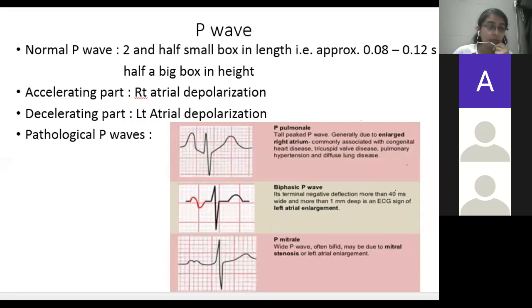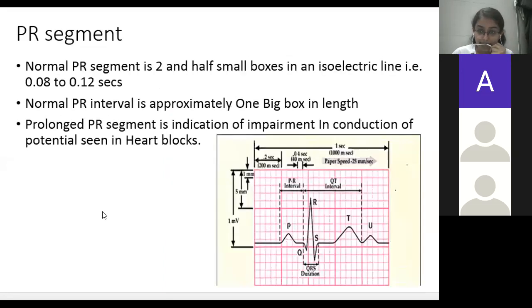Okay. Now you have to remember all these individual things, because when we will be seeing a complete ECG, you have to go step by step. Then there is the PR segment. The PR segment is from the end of atrial depolarization to the start of ventricular depolarization, which is the delay at the AV node. It is again usually 2.5 small boxes, which is 0.08 to 0.12 seconds.